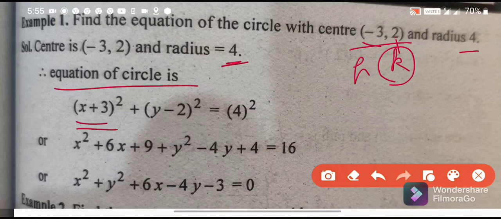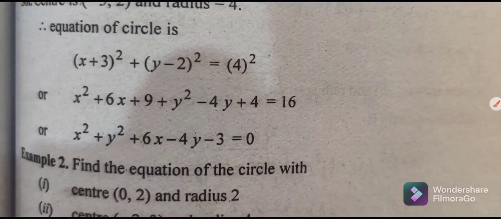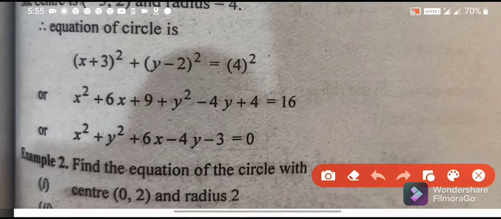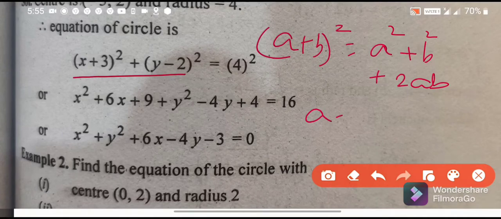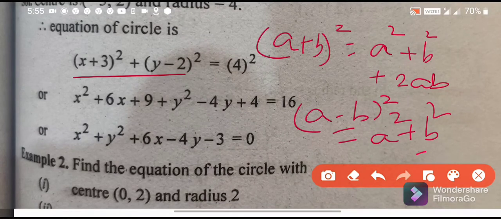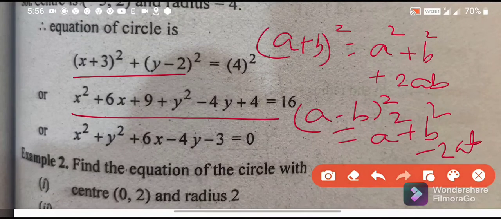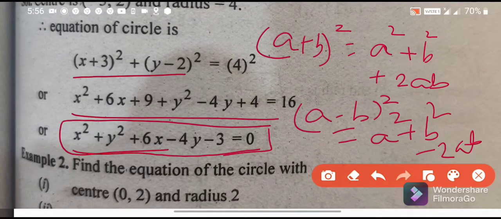Now by using the formula (a plus b) whole square and (a minus b) whole square, that you already studied in previous classes, (a plus b) whole square is equal to a square plus b square plus 2ab, and (a minus b) whole square is equal to a square plus b square minus 2ab. Now by using this, the equation is obtained. Now by simplifying, this is the required equation of the circle.